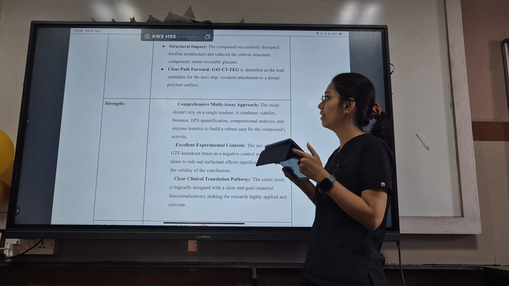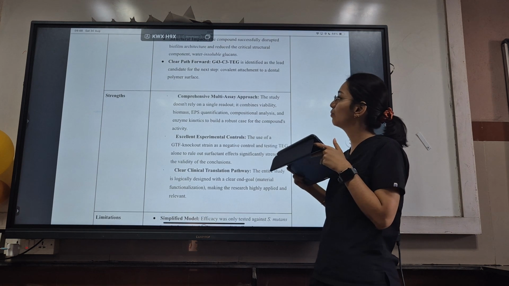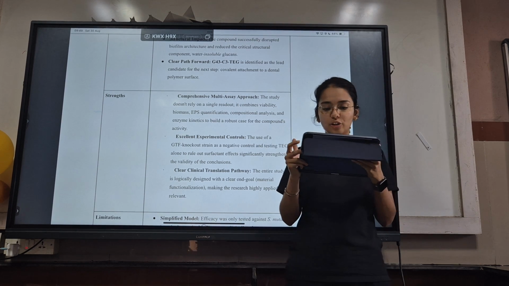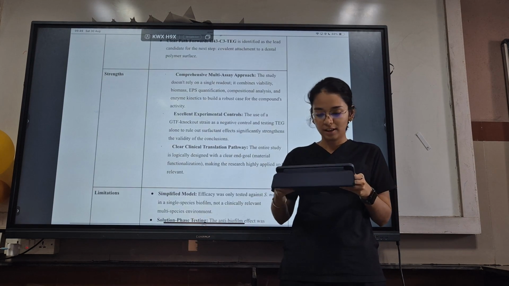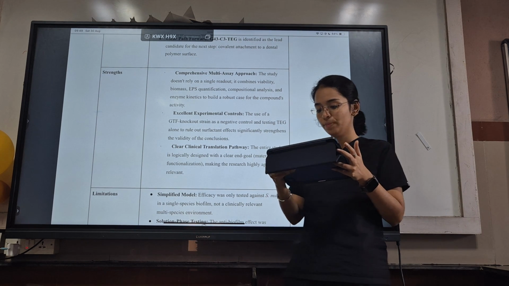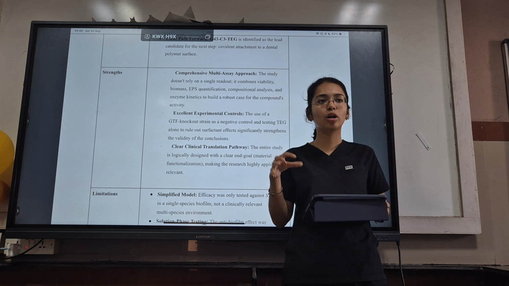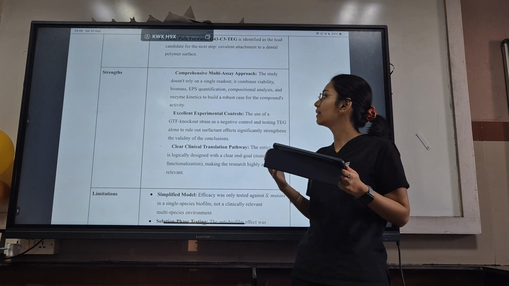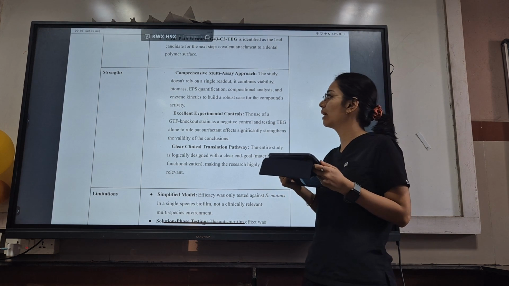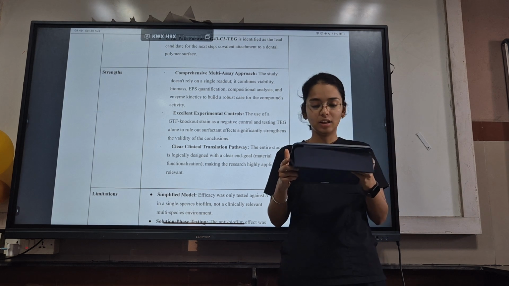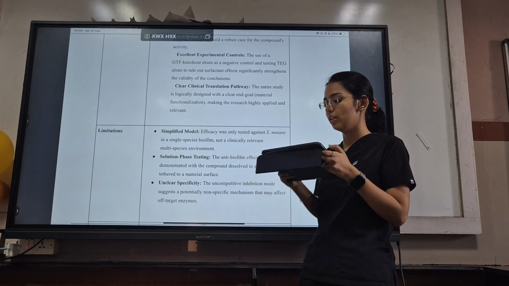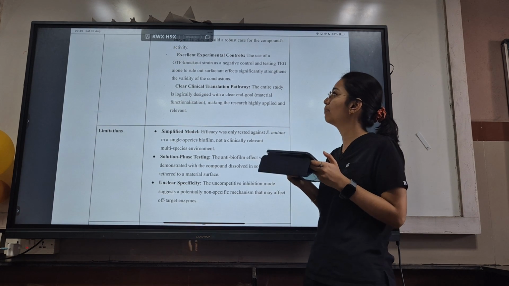So it has a very clear path forward where this TEG is identified as the lead candidate for the next step, that is covalent attachment to a dental polymer surface. So the strength of this study is that it has a comprehensive multi-step approach where it did not rely on a single readout. So it combines viability, biomass, EPS quantification and compositional analysis plus enzyme kinetics, which has built a robust case for this compound's activity. So this also has excellent experimental controls.